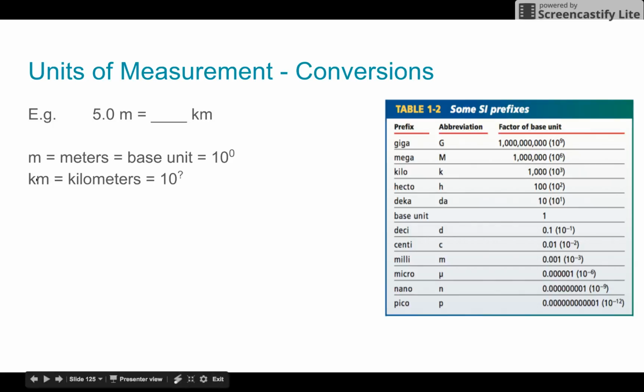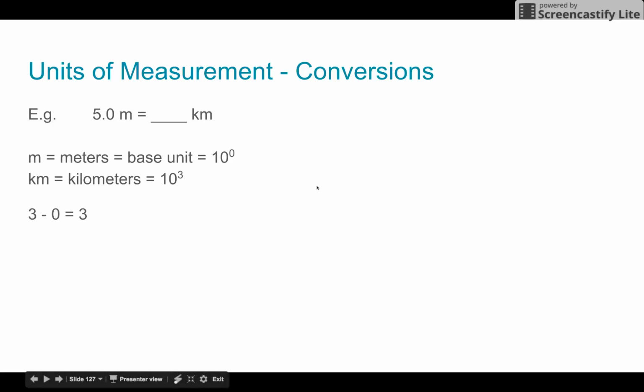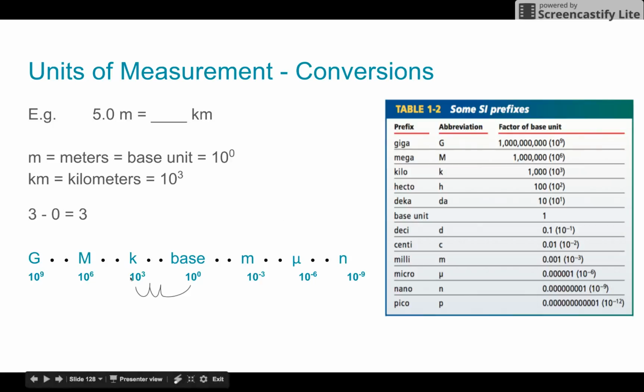Kilometers, which is what km stands for, and you can look up here, kilo is 10 to the 3rd power. So to figure out how to make this conversion, we need to subtract the powers. So we take 3 minus 0, we get 3, and we know we need to move the decimal 3 places. Another way to figure that out is to say, hey look, we're going from meters to kilometers. Look down here at our handy little chart. Meters is a base unit, and we're going to kilometers, so we're going 1, 2, 3 places. So we have our 5.0 down here. We want to move the decimal 3 places. Since we're going this direction, we're going to move the decimal that direction to the left.